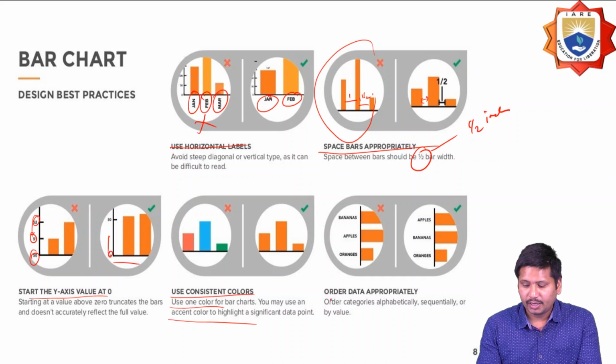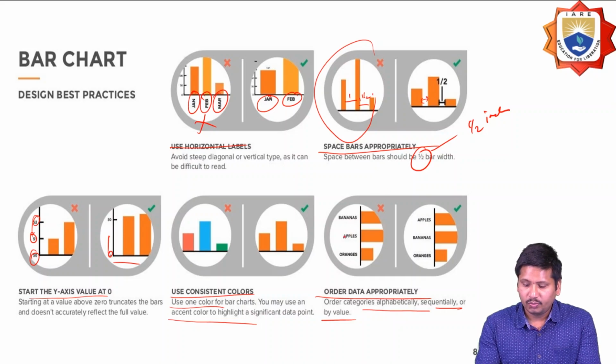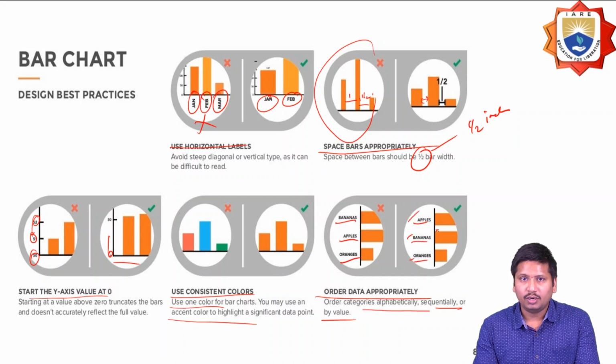And the next design practice is to organize the data appropriately, where the data is arranged alphabetically or sequentially by value. Suppose I consider this, where the labeling is in zigzag order; the better convention is that all the time you mention it in sequential or maybe alphabetical order. So these are some of the design practices to consider for designing the bar chart.